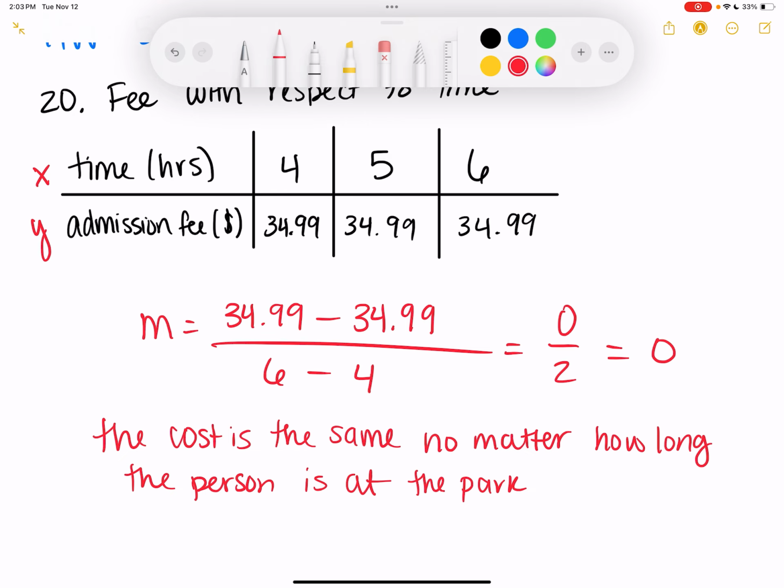So we don't get problems like this a whole lot where there's like a table, but I just want you to be familiar with the general process of what that is if you happen to get one like that.